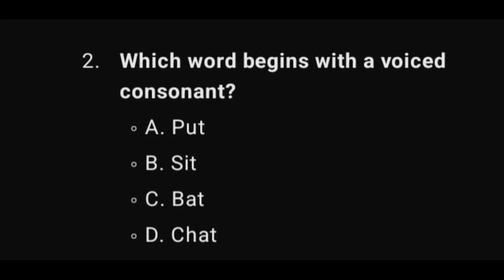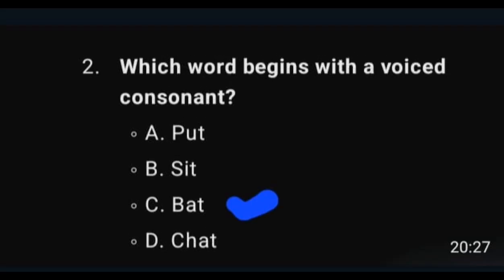Which word begins with a voiced consonant? Which word begins with a voiced consonant in each of these words? Is it option A, put, option B, sit, option C, bath, option D, chat? Which word begins with a voiced consonant sound? The correct answer is option C.